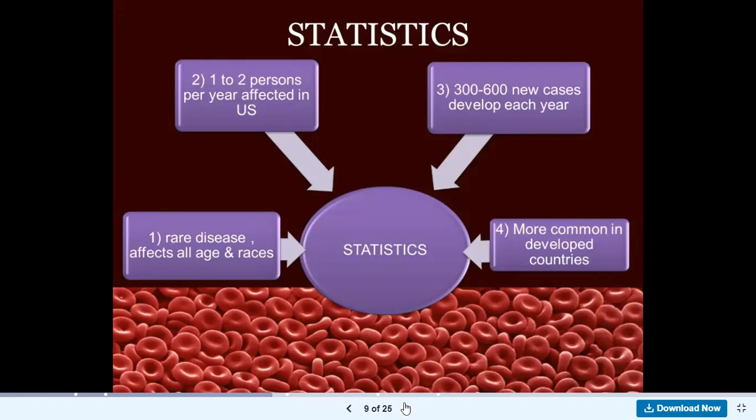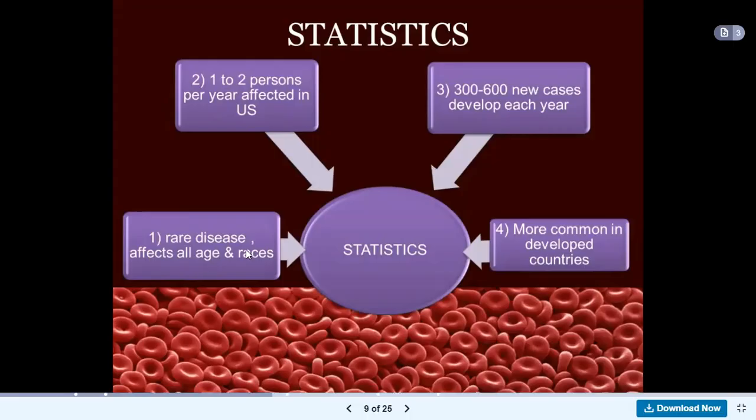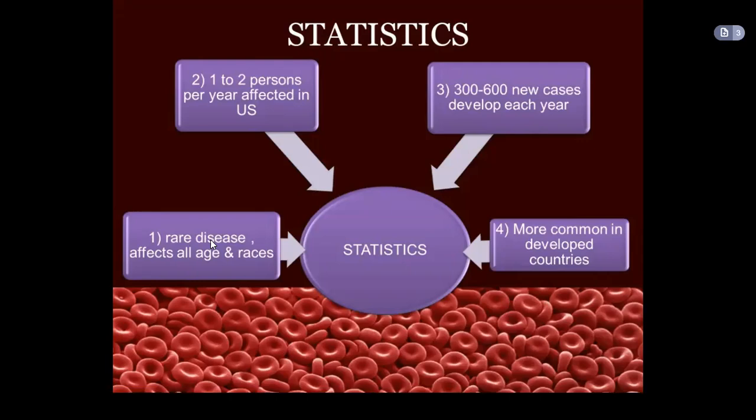Now, here we have epidemiology, or the statistics of people with aplastic anemia. Let's start from number 1. It is a rare disease, so it is not very common, but it affects all ages and all races. Whether you are African or Asian or American, you can have aplastic anemia. But of course, it's a rare disease. It's not as common as iron deficiency anemia or anemia of chronic disease.